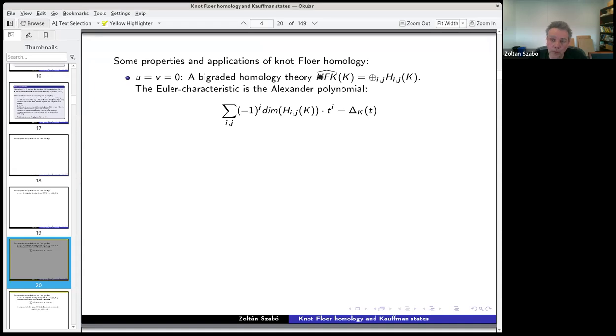So the original chain complex, HFK hat, decomposes into different summands. If you take the Euler characteristic in each and multiply by t to the i, then you get a classical invariant, which is the Alexander polynomial. That in itself is not too interesting. The more interesting question is how much more information this invariant contains beyond the classical Alexander polynomial.